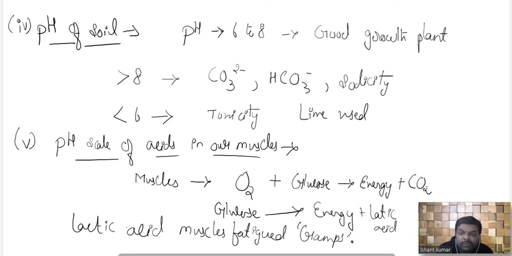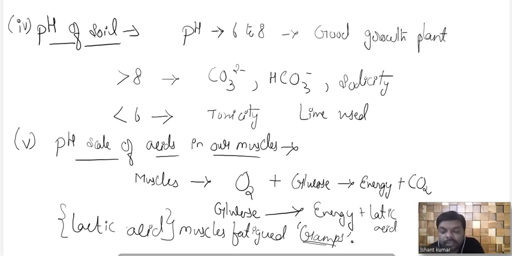So due to the lowered pH value in our muscles, these cramps occur, and we are unable to do physical work after producing this high amount of lactic acid in our muscles. So these were some of the pH consequences which are present in our daily life.